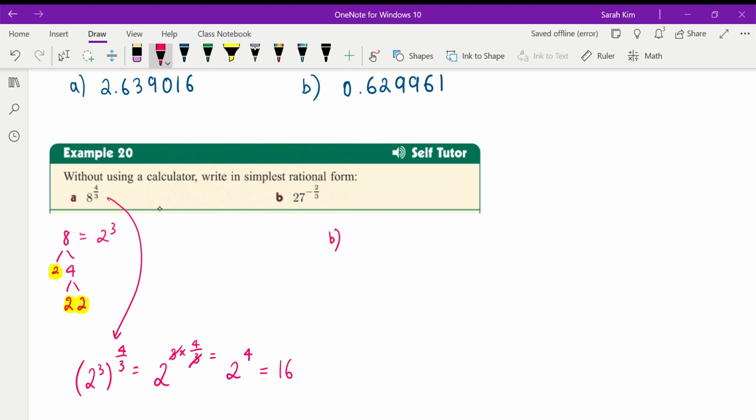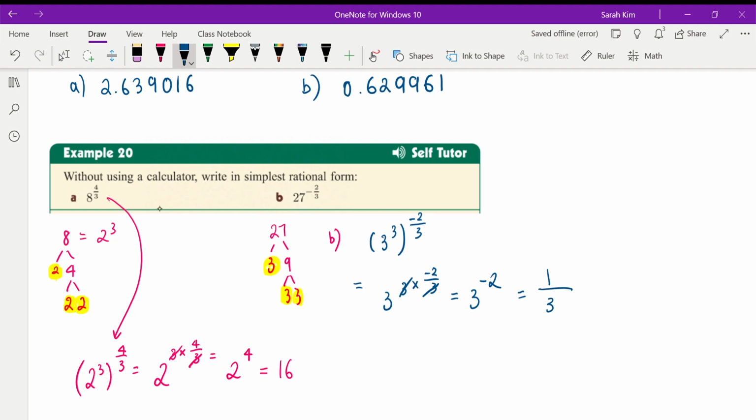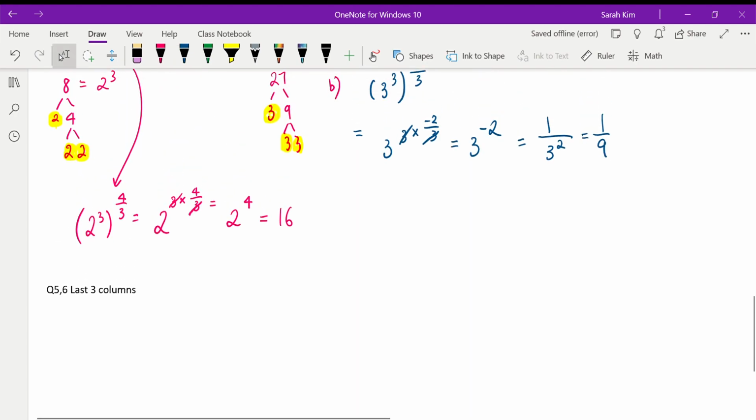B. Again, I'm going to try to write 27 in the simplest form. 3 times 9, 3 times 3, so 3 times 3 times 3. I can rewrite it as 3 to the power of 3, to the power of minus 2 over 3, which is the same as 3 to the power of 3 times minus 2 over 3. There are a lot of 3s here. These two cancel out, so it becomes 3 to the power of minus 2. I can write that as 1 over 3 squared, which is 1 over 3 times 3, which is 1 over 9. There we go, and that's it. You should be able to do every single question.